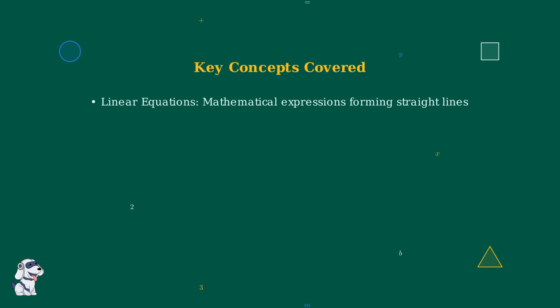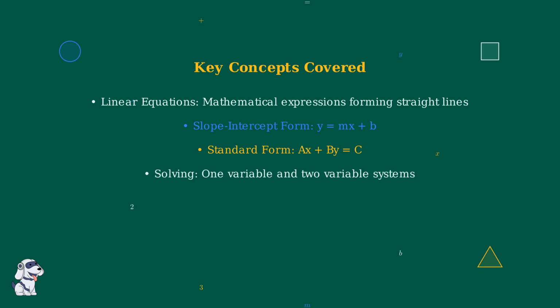We've covered a lot of ground in our exploration of linear equations. Let's quickly review the key concepts we learned today. First, we learned what linear equations are: mathematical expressions that create straight lines when graphed. We explored the slope-intercept form, y equals mx plus b, where m is the slope and b is the y-intercept. We also learned about standard form, ax plus by equals c, which is useful for certain types of problems. We practiced solving linear equations with one variable and systems with two variables. Finally, we learned how to graph these equations to visualize their solutions.